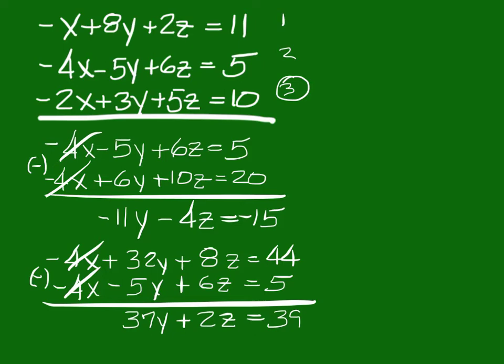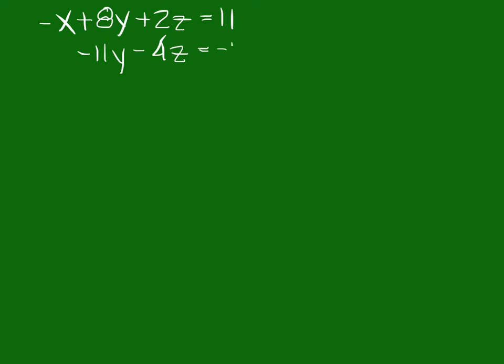On the next page, you're also going to need the top equation, the -x plus 8y plus 2z equals 11, the first one. And we'll recopy those over here on the other side. So from the first slide, what we're keeping is -x plus 8y plus 2z, and that equals 11. The two equations that we found are -11y minus 4z equals -15, and then 37y plus 2z equals 39.